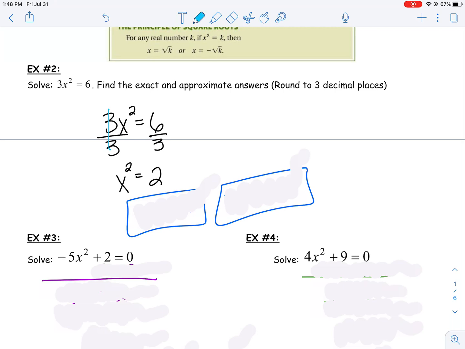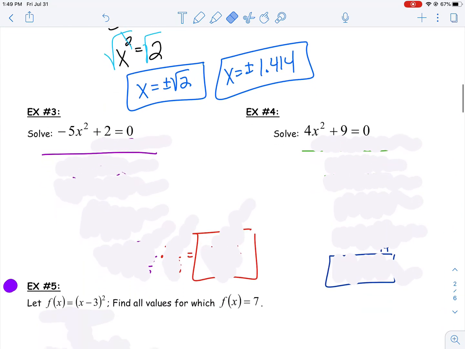I can now get x all by itself by square rooting both sides. The square and the square root should cancel. Now be careful. Make sure that you add your plus or minus, and you should end up getting x equals plus or minus the square root of 2. Now, it's not an even square root, but what we can do is put the square root of 2 in our calculators, and say that the square root of 2 is approximately 1.414. So x equals plus or minus the square root of 2, or plus or minus 1.414.